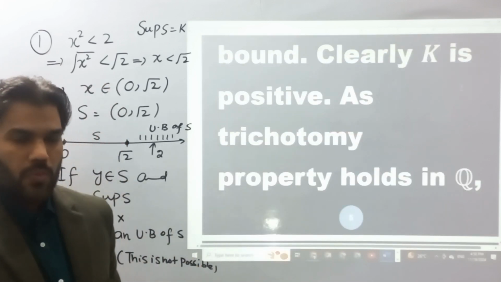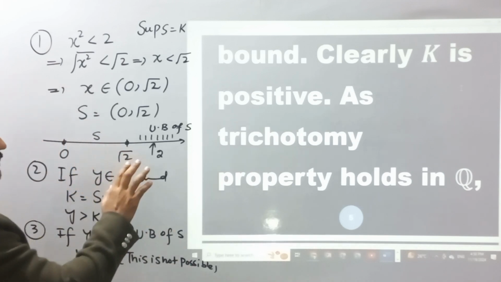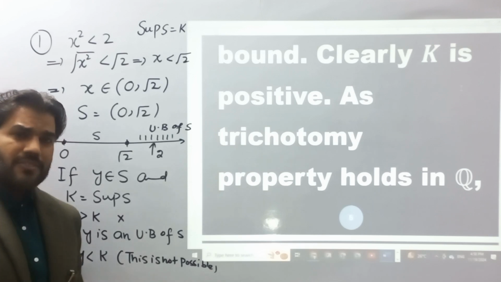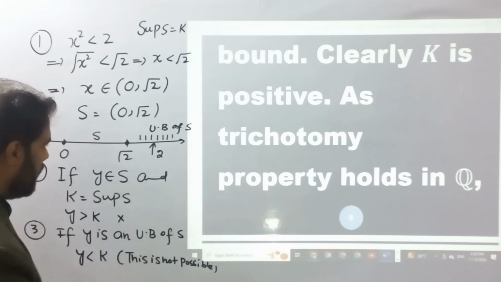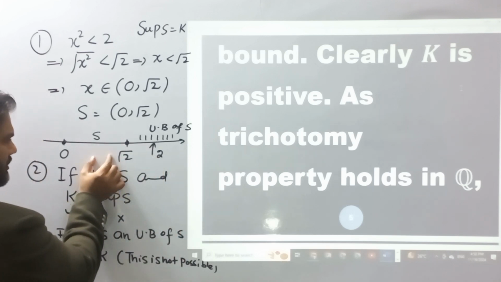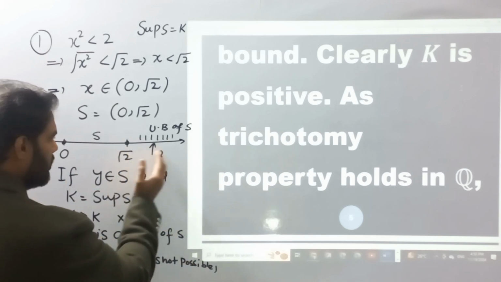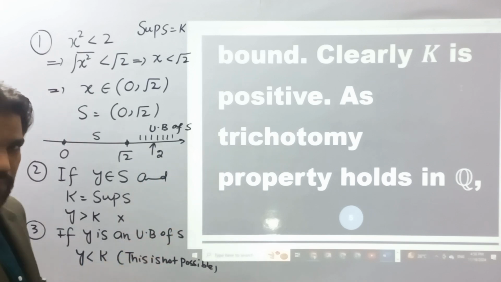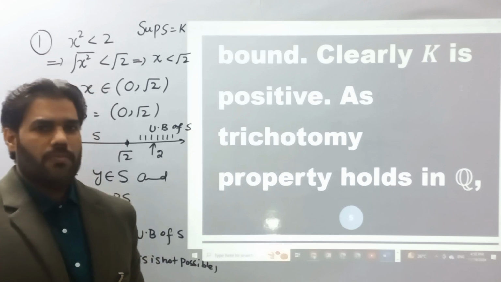Clearly K is positive. Why is K positive here? Because your set S consists of all positive rational numbers. So it is clear that if a set is a set of positive rational numbers, then all its upper bounds will be positive. As you can see here, this is our set S that consists of the open interval 0 to square root 2. So all the numbers that are greater than square root 2 on the right side are all positive. So if K is the supremum of the set S, then clearly K will be positive here.